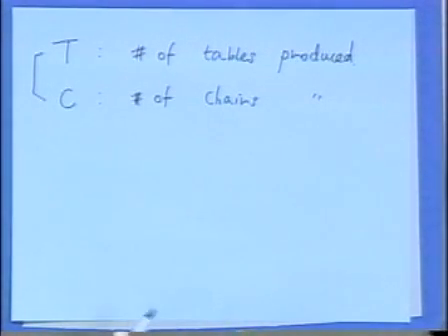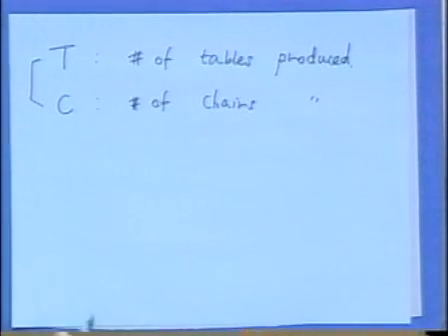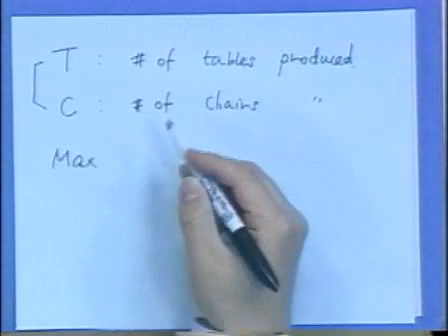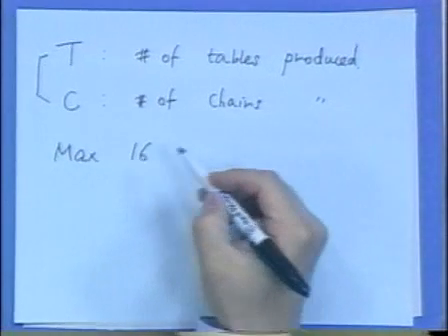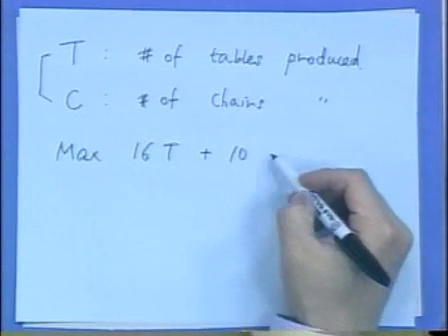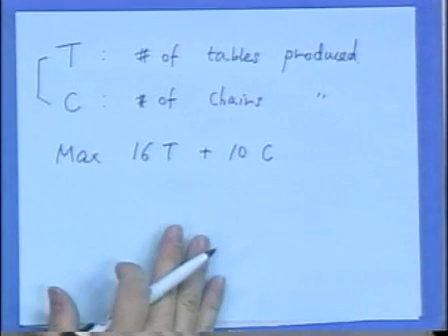So again, our objective function would be maximize the profit. Okay? And in our case, profits are expected $16 for each table, right? And $10 for each chair. So our objective function would be maximize $16 times T plus $10 times C. Okay? This is going to be our objective function.